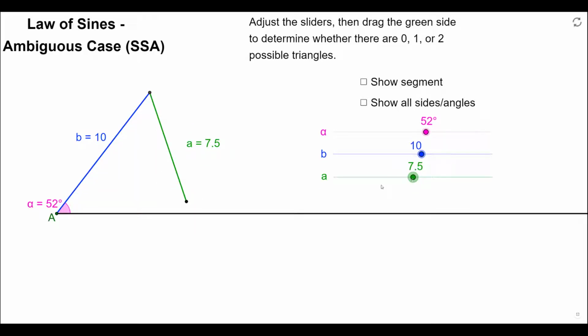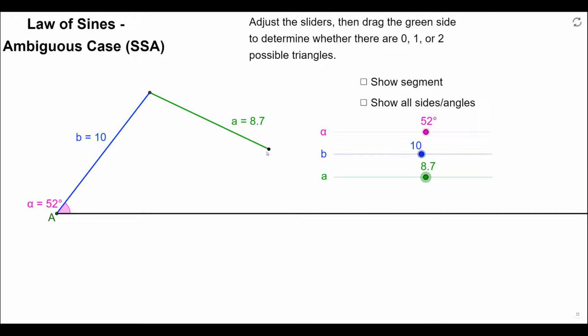And in fact, let me decrease that a little bit. See if I can get this going just at the right angle. So boom, boom, boom. 7.8 seems to be it. At some point, it'll strike the horizontal axis and create a right triangle. And then you have this one triangle. So there's a triangle solution.